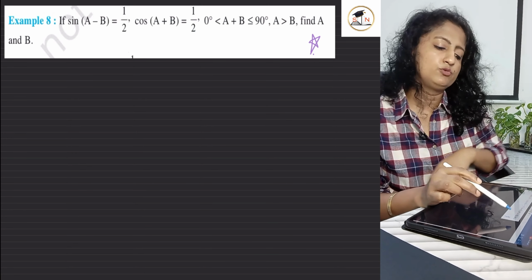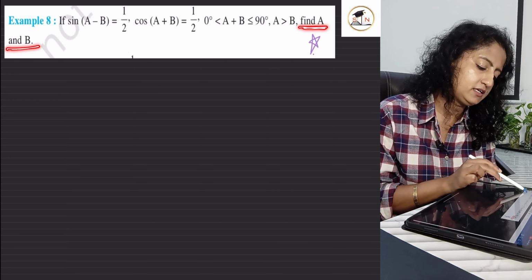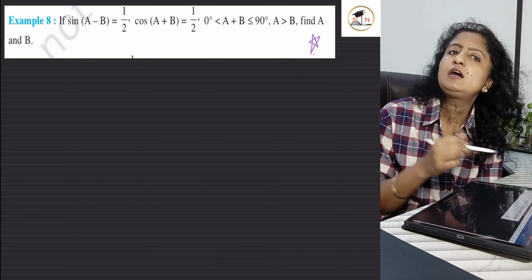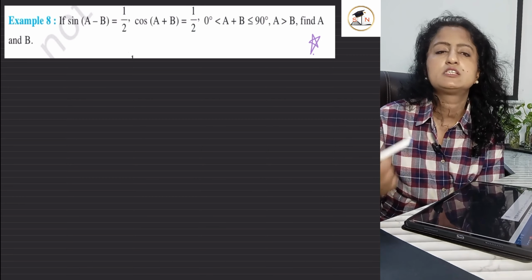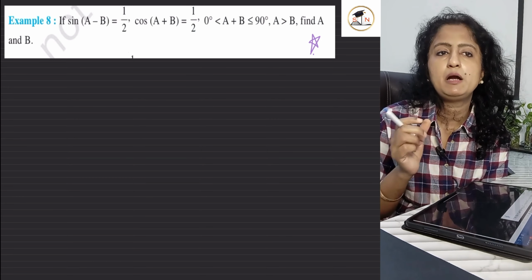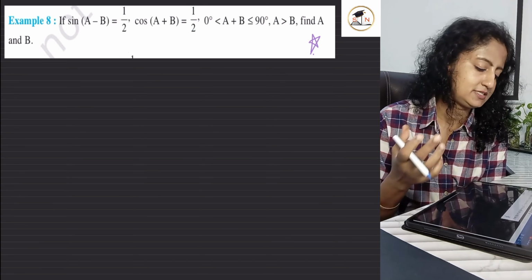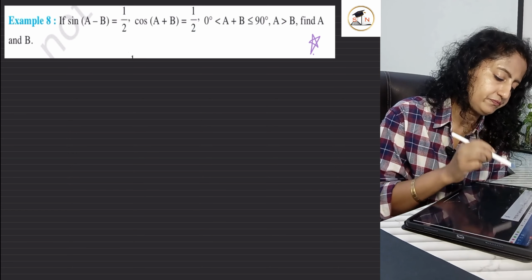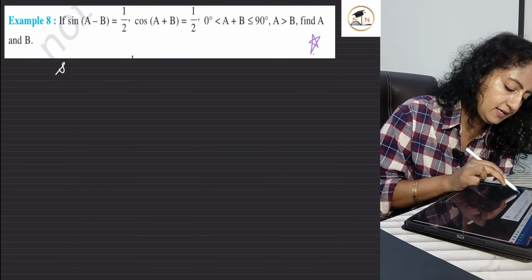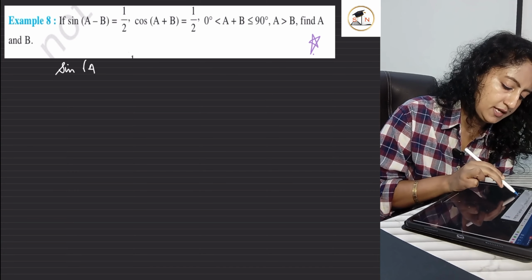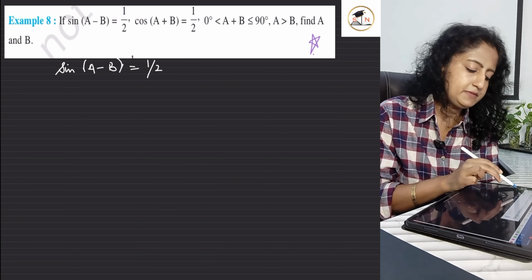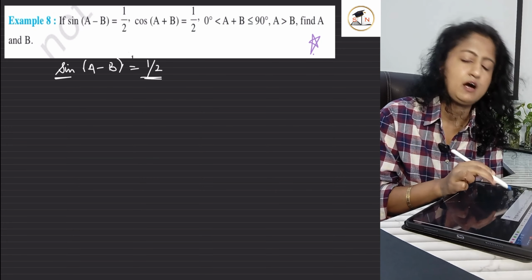So now what we need to do? Find A and B. Okay. यहाँ पे एंगल की जगह पे ना हमें थीटा गिवन है, ना हमें कोई स्पेसिफिक एंगल गिवन है, but we are given a composite relation which is A plus B and A minus B. So how do we do this? देखो sin(A minus B) है, I am just rewriting the given expression, half. अब यहाँ पे साइन है, यहाँ पे हाफ है.